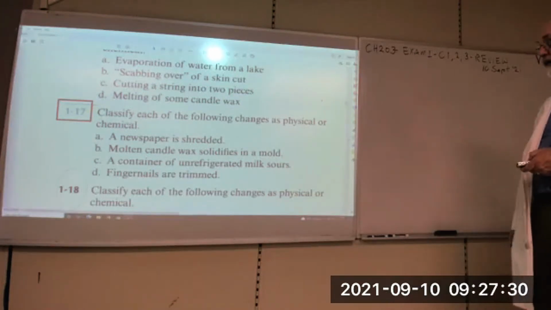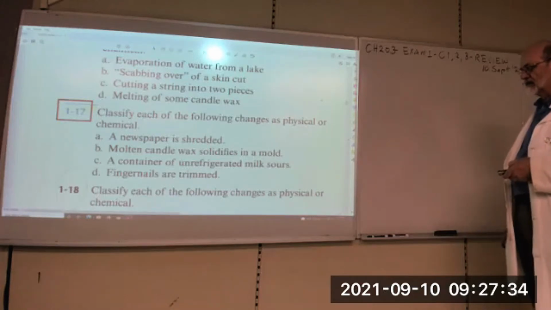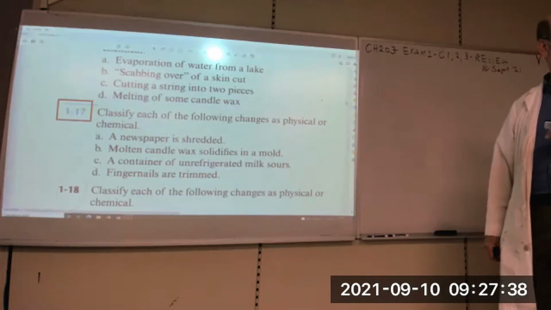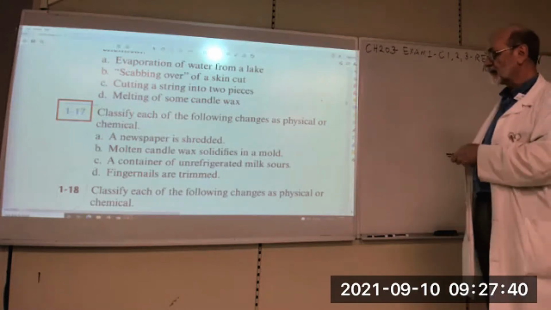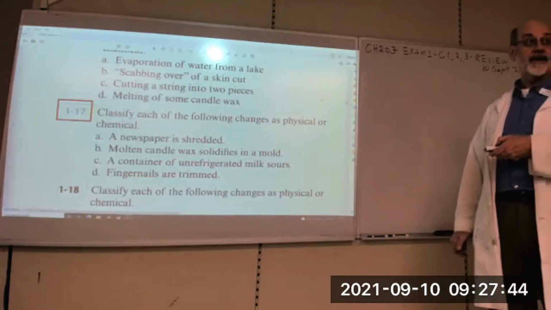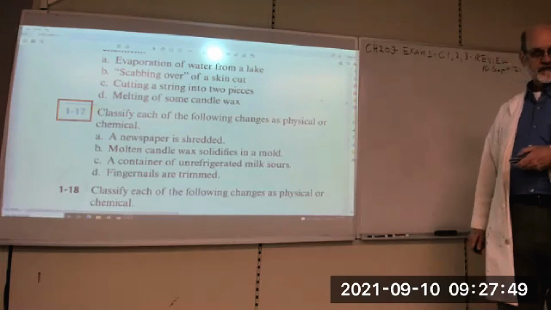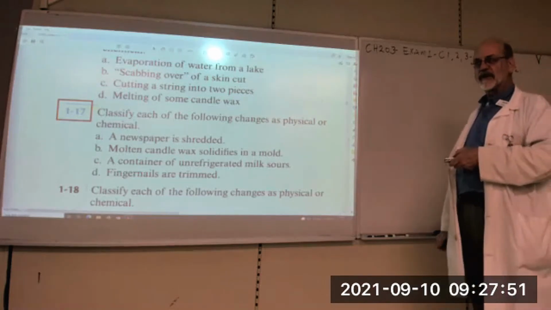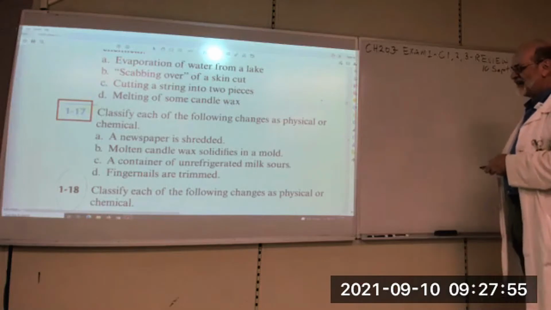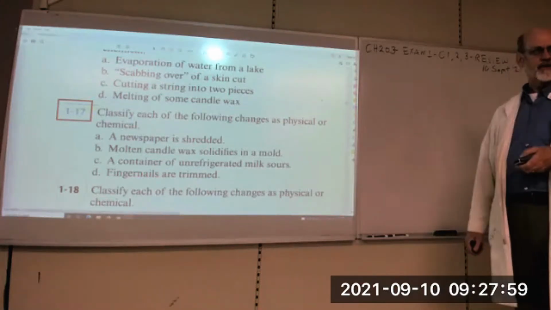It's still newspaper. Molten candle wax solidifies in a mold. It's going from liquid to solid, right? So it's a physical change. A container of unrefrigerated milk sours. Oh yeah, that's a biochemical reaction with the intervention of microorganisms. Fingernails are trimmed. That's physical, yeah.